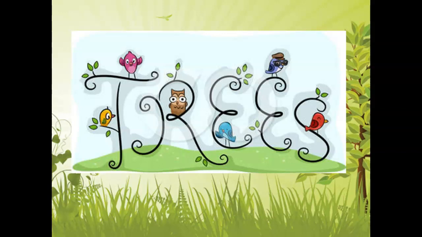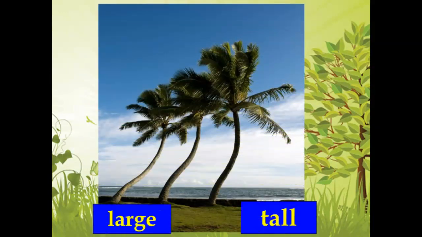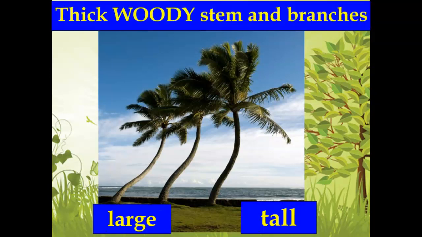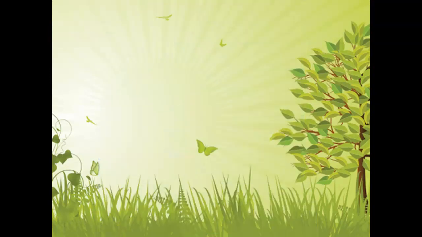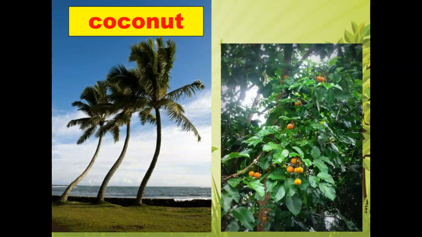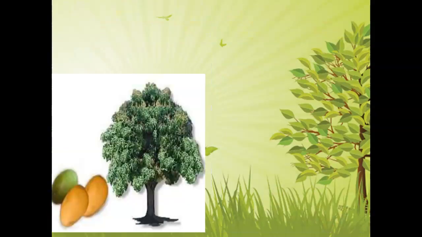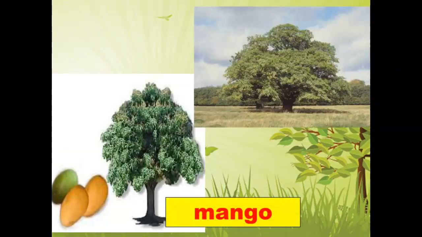Some trees are branchless, like coconut tree. They have only one main stem which bears leaves, flowers, and fruits all by itself. Again, trees are large and tall plants. They have thick, woody stem and branches. Here are some examples of trees. This is a coconut tree. This is a santol tree. This is a mango tree.